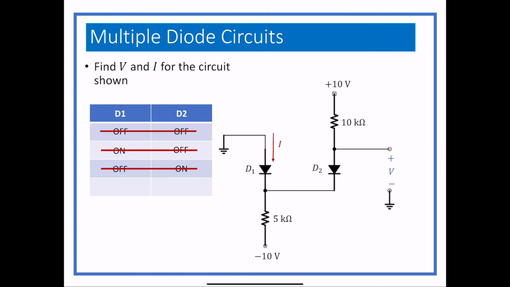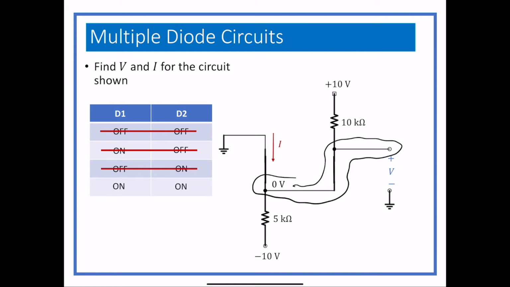So we're going to go to the last, which had better work, because if it doesn't, then we're out of options. So we're going to assume they're both on. We replace both with short circuits, and then we know that the value of V is actually 0 volts because there's a short between ground and that point goes all the way out to V. So that whole area is actually 0. So 0 volts for V, and then we're going to figure out what I is.